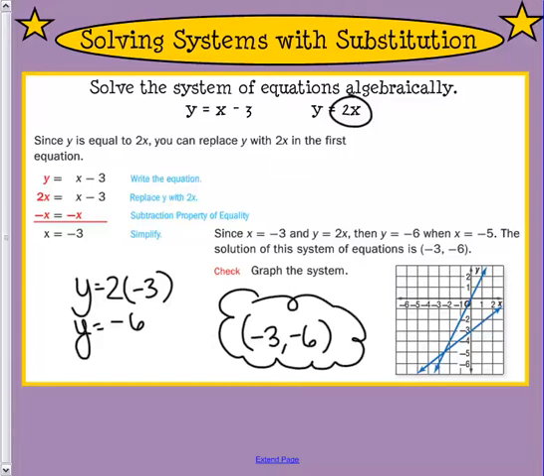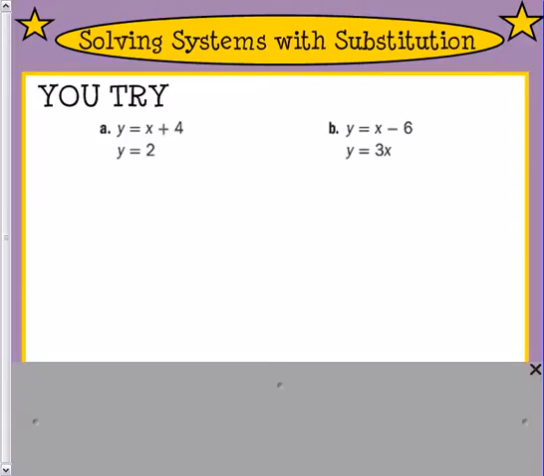Okay, so let's look at a few more. I want you to try these two. You're going to substitute for y either x plus 4 into one equation or the other. Okay, so you have been given two equations in each system, and you're going to solve for x and y. Go ahead and pause the video and try it. I'll be back in just a second to show you how it's done.